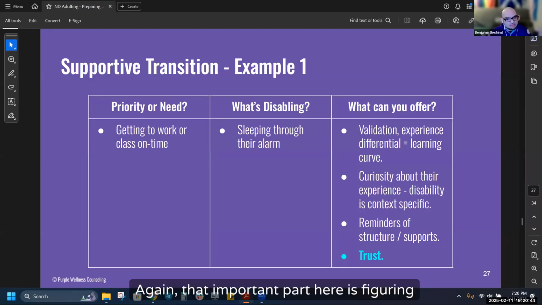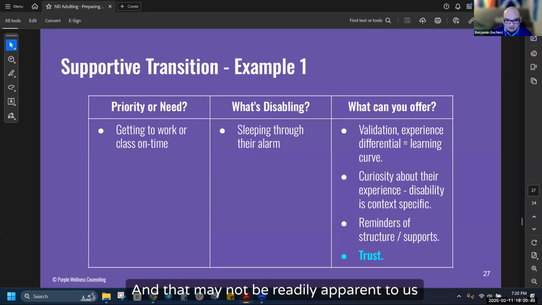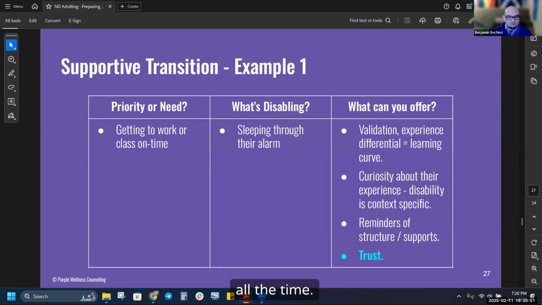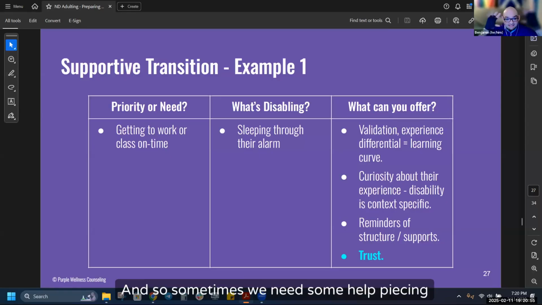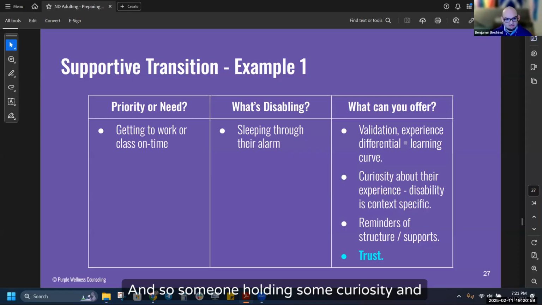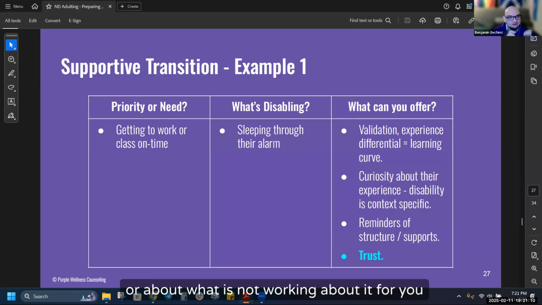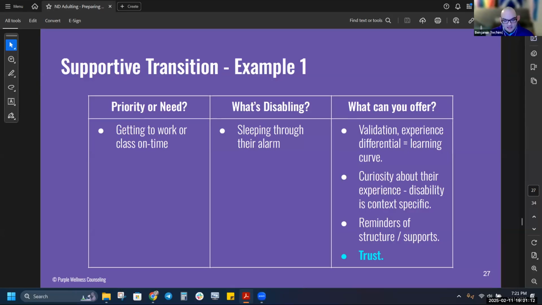Again, that important part here is figuring out what's disabling, and that may not be readily apparent to us all the time, right? We may just be frustrated about the situation. And so sometimes we need some help piecing out what is going on. And so someone holding some curiosity and asking some thoughtful questions about, like, okay, so what's going on for you? Are you not setting an alarm? No, you are setting an alarm. Okay. So is it like, what's not working for it? Or about what is not working about it for you, rather.